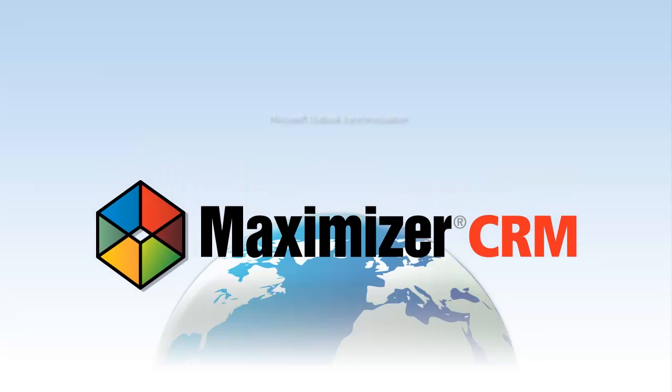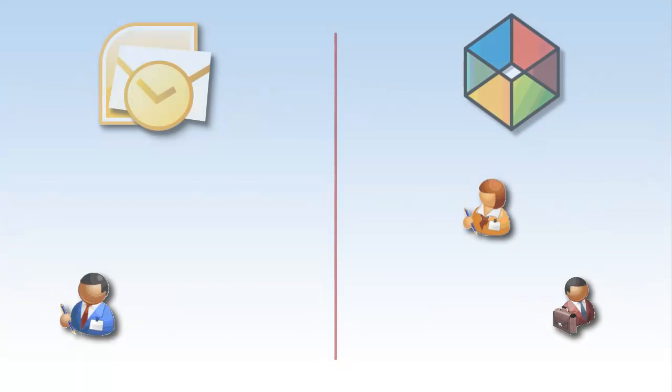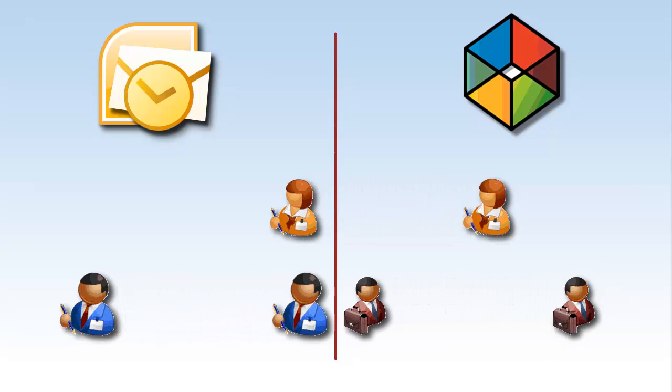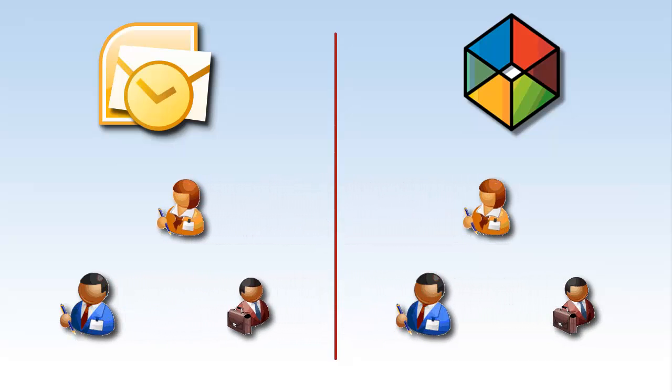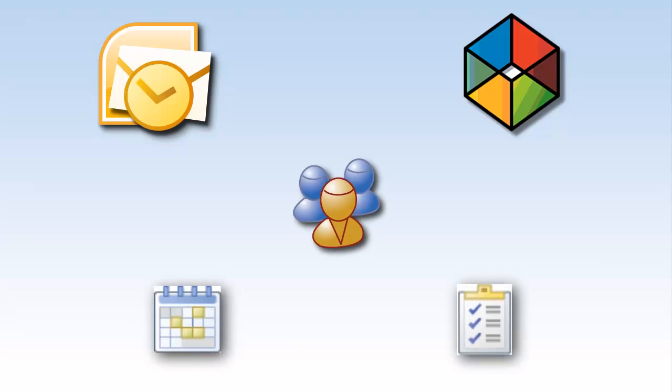This video will show you how to configure and use Microsoft Outlook Synchronization for Maximizer CRM. Microsoft Outlook Synchronization mirrors entries between Maximizer and Microsoft Outlook to ensure the entries exist in both programs with the same information. You can choose to synchronize appointments, tasks, and contacts.